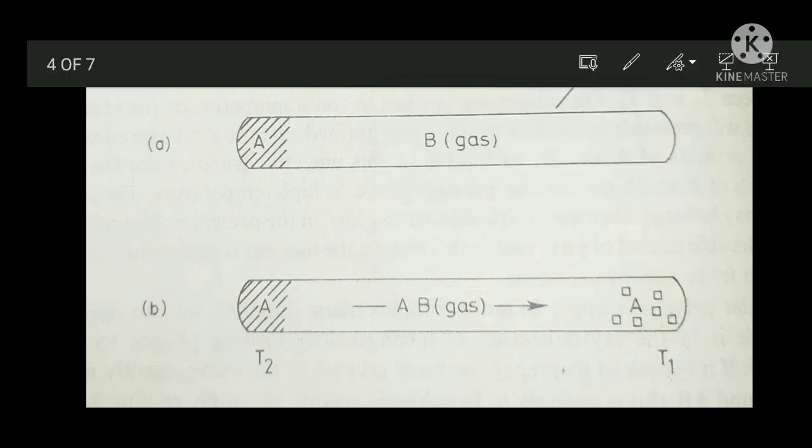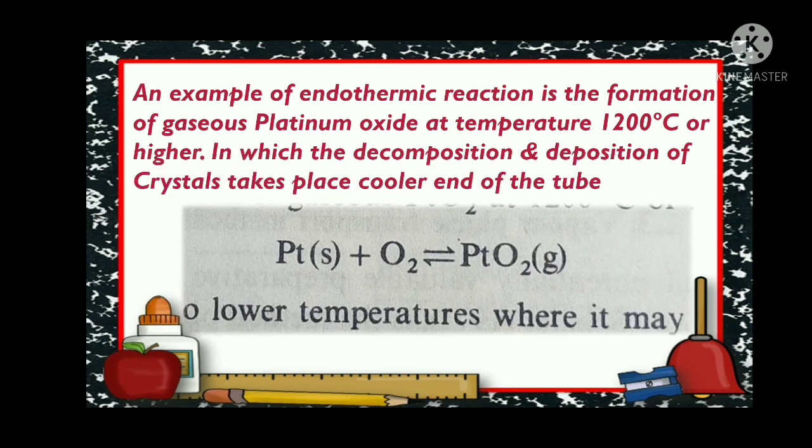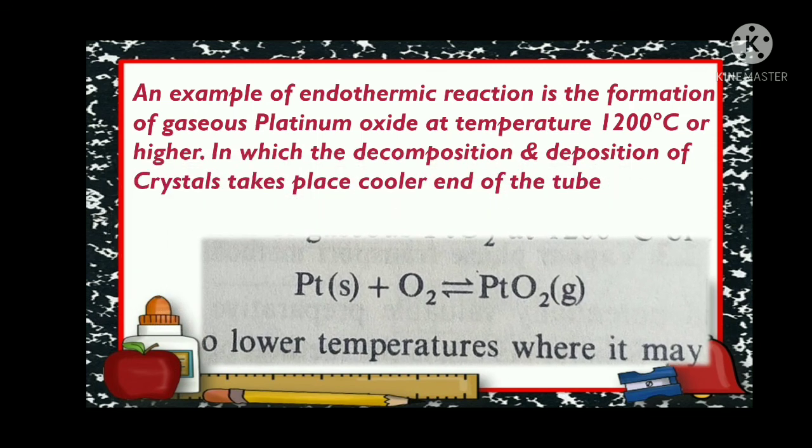Now let's see some examples of endothermic and exothermic reactions. For the endothermic case, the reaction is the formation of gaseous platinum oxide at a temperature of 1200 degrees Celsius or higher, in which the deposition of crystal takes place at the cooler end of the tube. So this is solid platinum. When it reacts with oxygen, gaseous platinum oxide forms, which decomposes at the cooler end of the tube and deposits its crystals there.